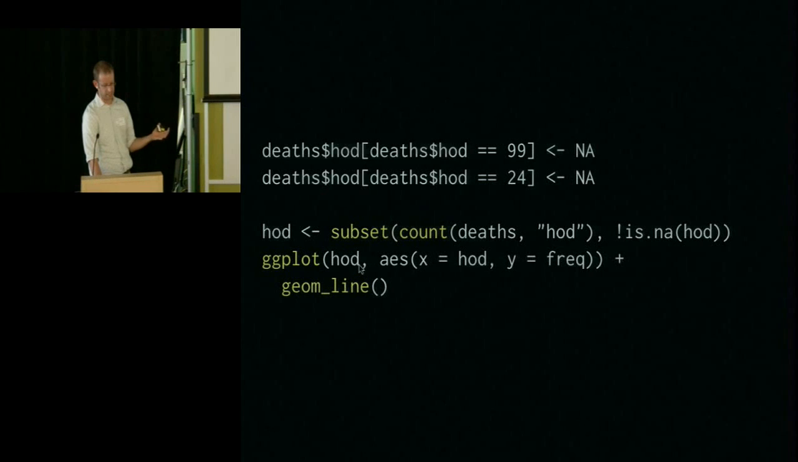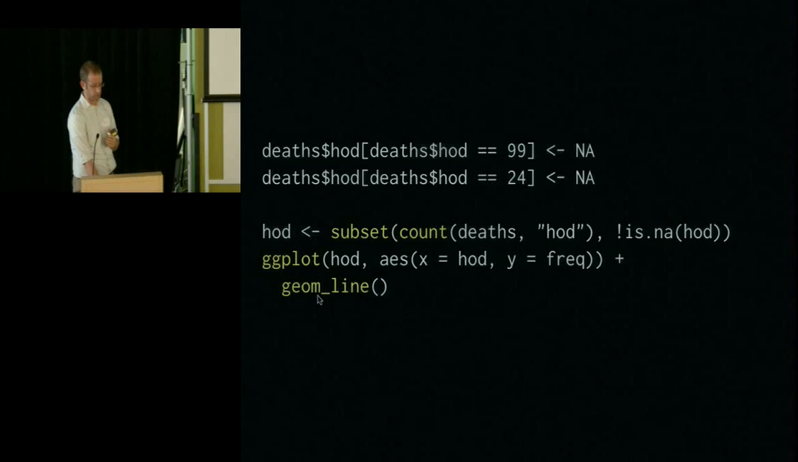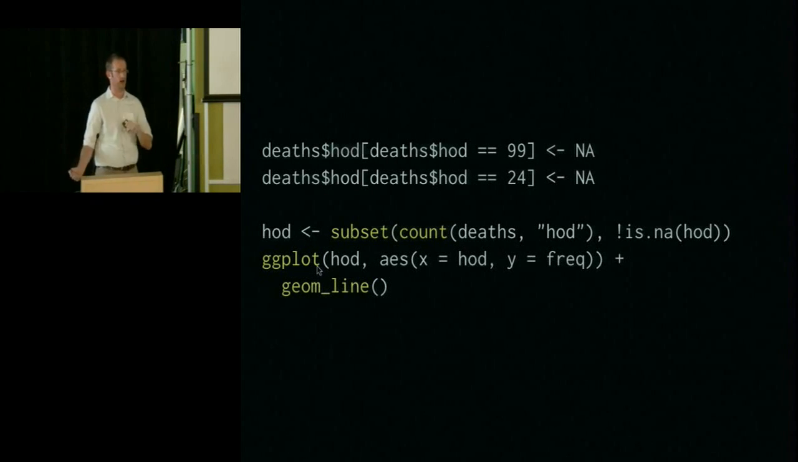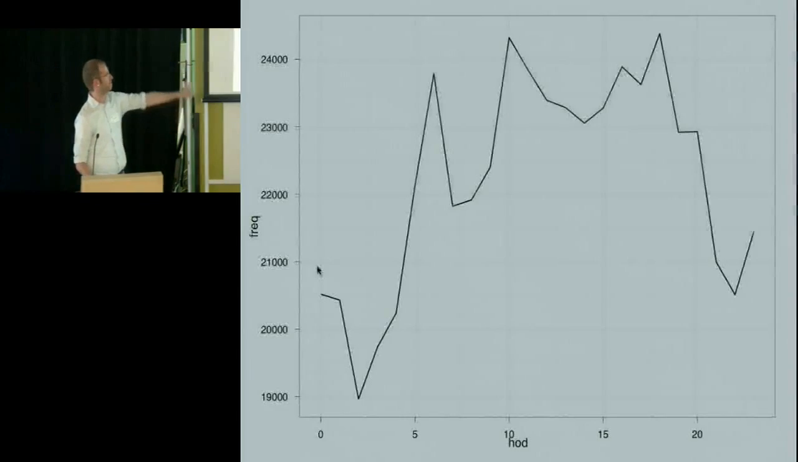Here's my data set, HOD. On the x-axis, I want the HOD variable. And on the y-axis, I want the frequency variable. And this time, I'm going to represent it with a line. So geom here is the ggplot2 abbreviation for geometric object. That determines the type of plot. Is it points or lines or bars or polygons or so on? If I put geom point here, I get the same thing, but I would just have points instead of lines.